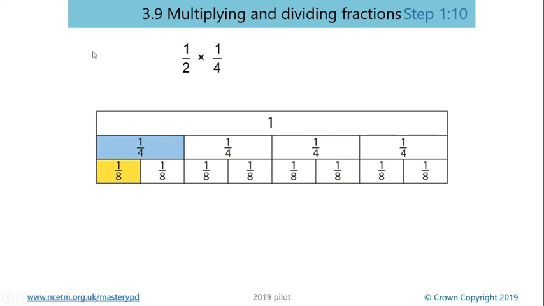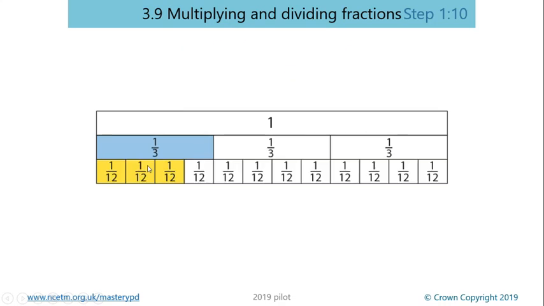Okay, did you get it right? 1/2 multiplied by 1/4 equals 1/8. What about this one? What question would go with this picture? So you started with one whole, you divide it into 3 equal parts, and you've got thirds, so you shaded one of them in, you wanted 1/3.